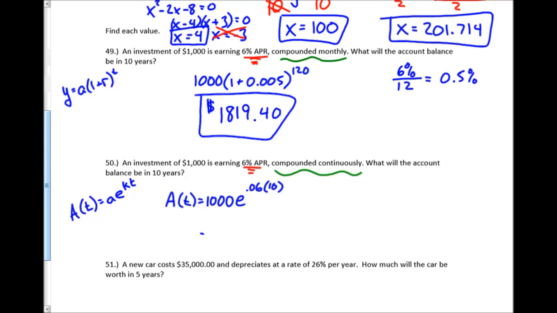And it looks like I get approximately $1,822.12. So I make a little bit more, which makes sense because I'm compounding it more often. Okay? And if I look at more and more values of this and take this out to further and further places in terms of years, I'll see a larger and larger discrepancy between these two values.